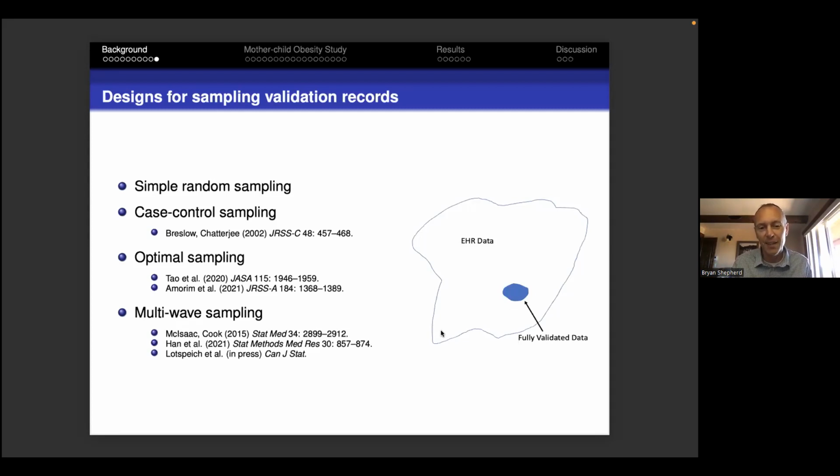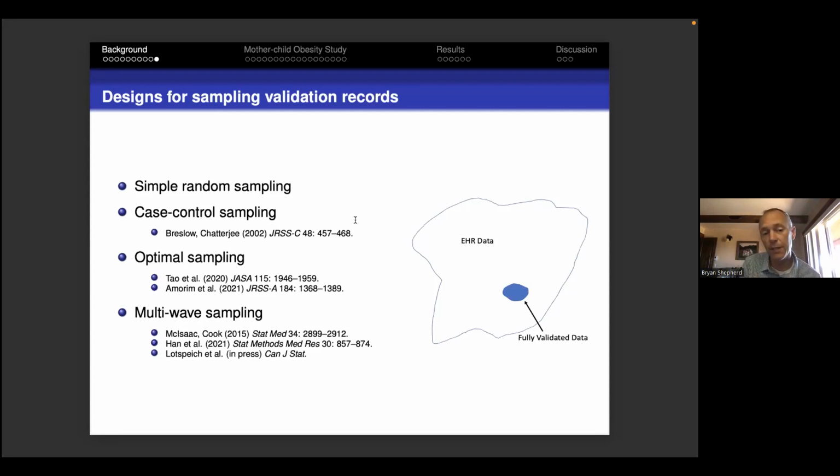For instance, let's say we were interested in a rare outcome. Childhood obesity is not rare, unfortunately, but let's say it was. Then it's possible if you just did simple random sampling, you would not get very many children in your sample with childhood obesity, which would limit the efficiency of your estimates. So case control sampling is a more efficient approach. You could sample half of your sample being those with childhood obesity based on the EHR, half without, and then that will give you more childhood obesity numbers and therefore a more efficient estimator.